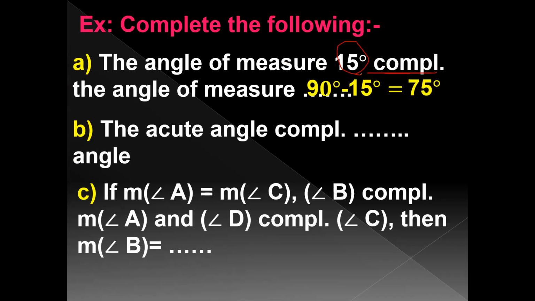The acute angle is complementary to what? We say that an acute angle plus another makes 90. Suppose that the angle is 70 degrees. Any acute angle, 70, 40, 80, 30. So the second angle will be what? It will be 20 degrees.